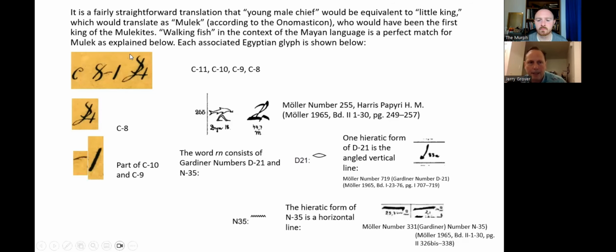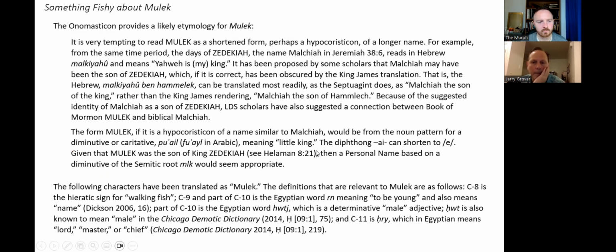The ones I identified for Mulek are these glyphs here, the C8, C9, C10, C11. And remember, we're reading from right to left. So that's your order of the glyphs. C8 is a hieratic sign for walking fish. C9 and part of C10 is the Egyptian word RN, to be young, and also means name.